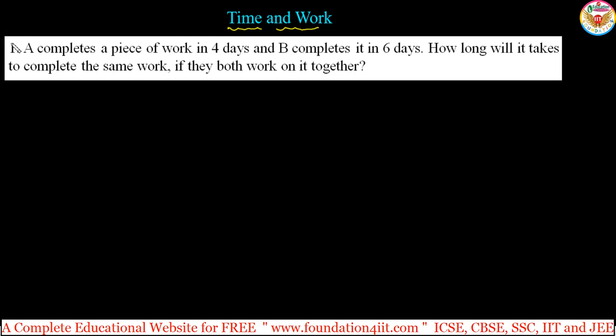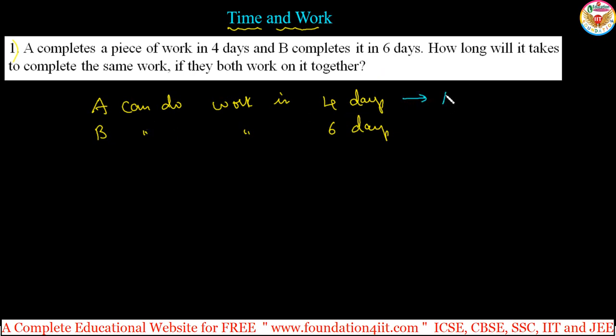In this problem, A completes a piece of work in 4 days and B completes it in 6 days. How long will it take to complete the same work if they both work together? So individually their capacity is 4 days and 6 days. A can do the work in 4 days, that is given in the first line, and B completes it in 6 days. That means B can do the work in 6 days.